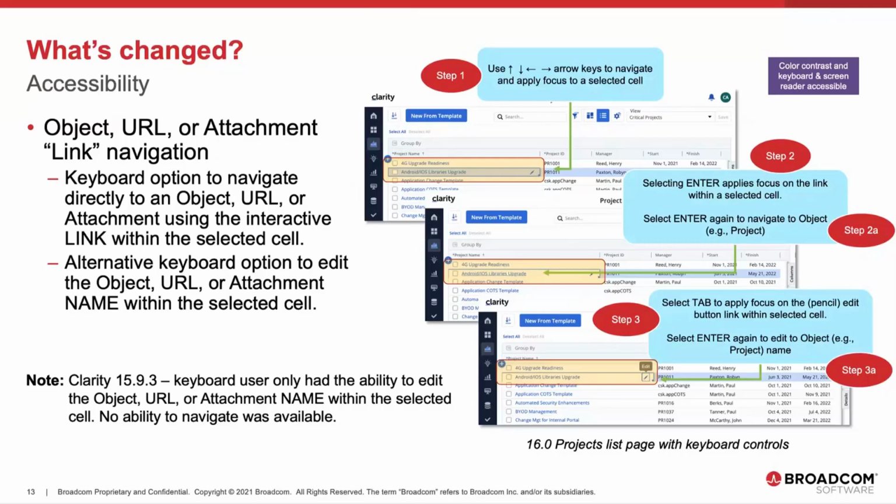In 15.9.3, the keyboard user only had the ability to edit that object or URL or attachment name within the selected cell. There was no way for them to select a link and then navigate to that target area using the keyboard.